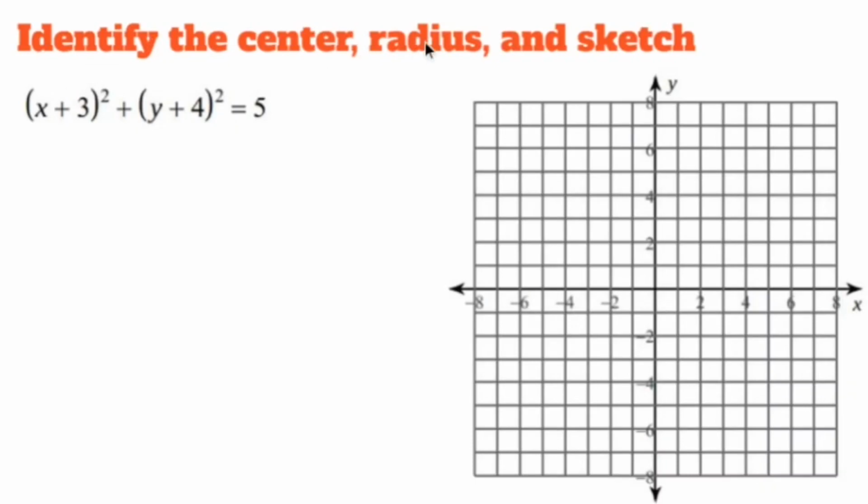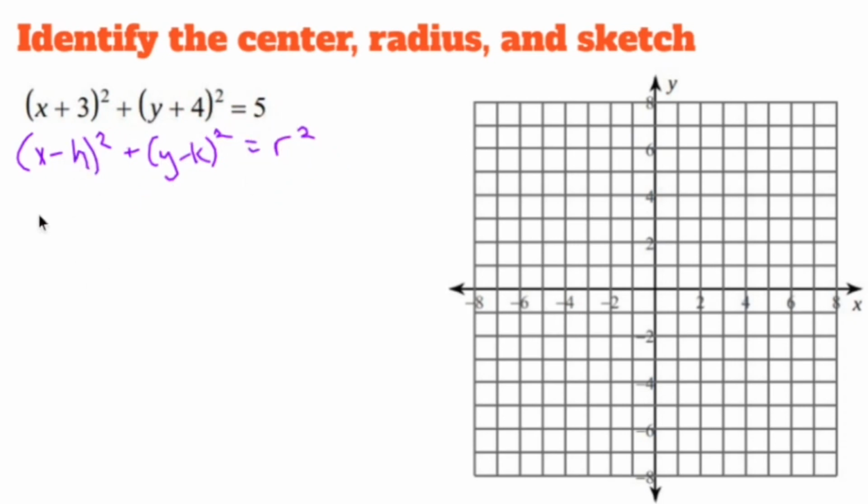Identify the center, radius, and sketch. All right, so this is a circle because it mentions radius. Radii only live with circles, so that is the circle formula. This is the circle formula right here, actually: (x − h)² + (y − k)² = r². This is actually pretty easy.